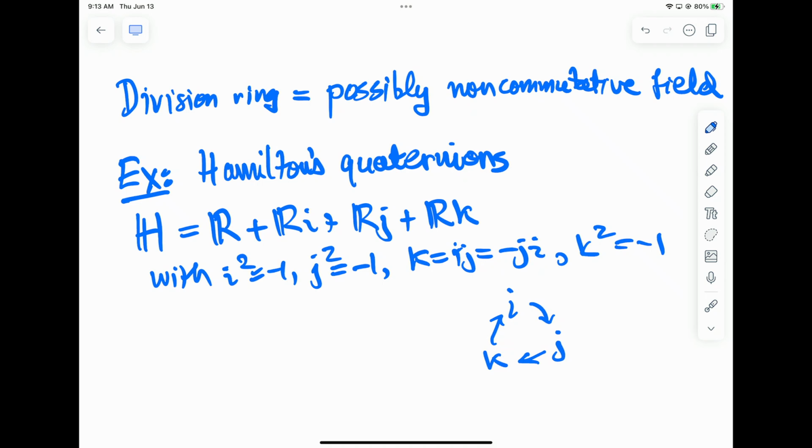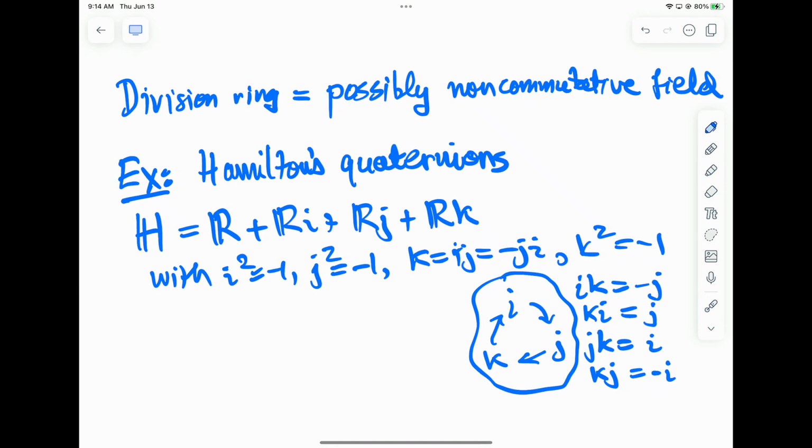And so the rule here: if you take a product of two of these terms in the direction of the arrows, it's the third term, and if you go against the arrows, it's the other number negated. So for instance, i times k goes against the arrow, so it's minus j. k times i goes with the arrow, it's j. We have ij, ji, ik, ki, and then we just need jk. j goes with the arrow, so that's i, and kj goes against the arrow, so that's minus i. All right, so this little diagram helps you to remember. You might be on the proverbial desert island and you need to multiply quaternions.